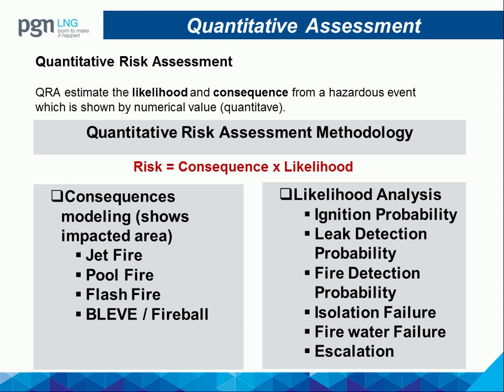And then the quantitative risk assessment is basically to estimate the likelihood and consequences from a hazardous event, which is shown in this case by numerical values. So that's why it got the name quantitative. Risk again is consequences times likelihood. So in the QRA, we do consequences modeling. Like for a jet fire, how far the jet fire would reach; for a pool fire, how big the area would be; or if it's a flash fire or fireball, how big the fireball would be.